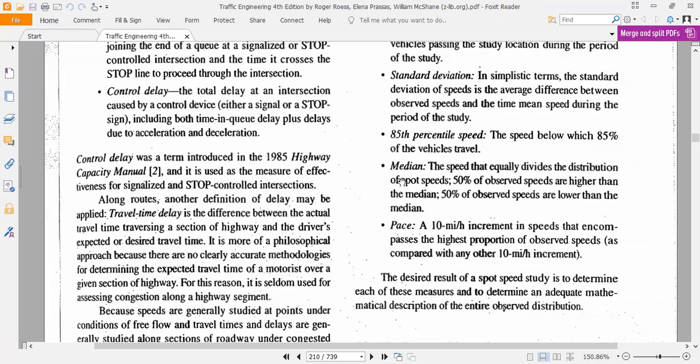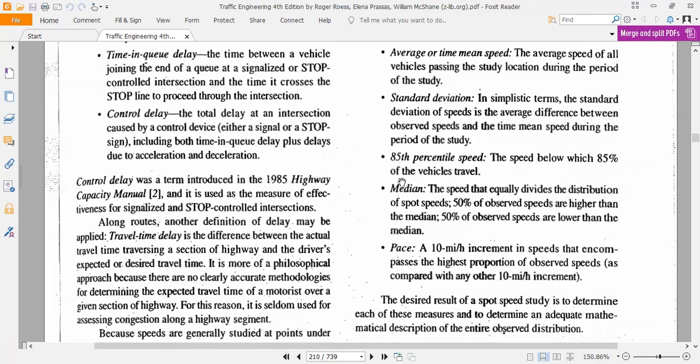The next term is the median. Median is also a term like average, median, and mode. Median means the speed that equally divides the distribution of spot speeds. So median is that value which divides your study speeds. For example, you observed 100 vehicles. The 100 vehicles had 100 different speed values. So median will be that value from which 50% of the observed speeds are higher and 50% of the observed speeds are lower. So it is splitting that range into two halves.